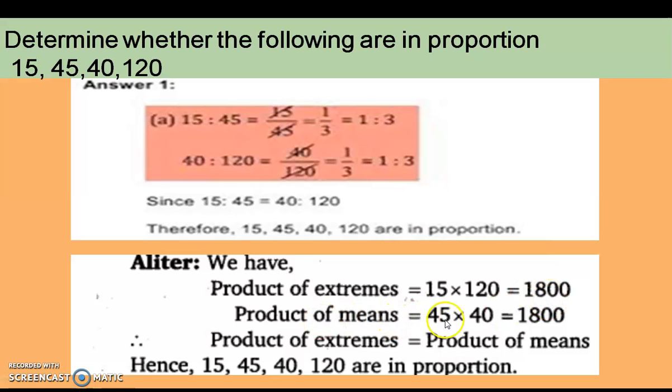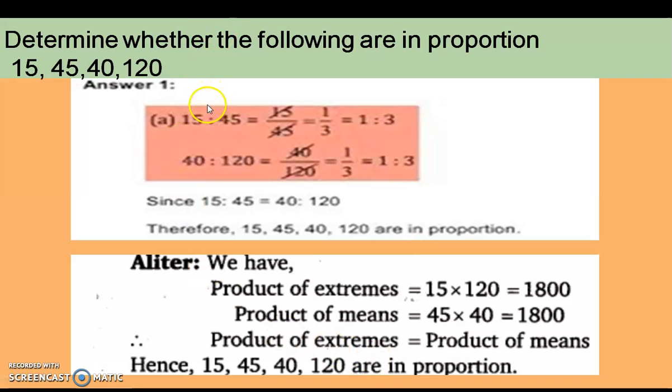Product of means 45 into 40 is 1800. So we are getting product of extremes is equal to product of means. Hence 15, 45, 40 and 120 are in proportion.